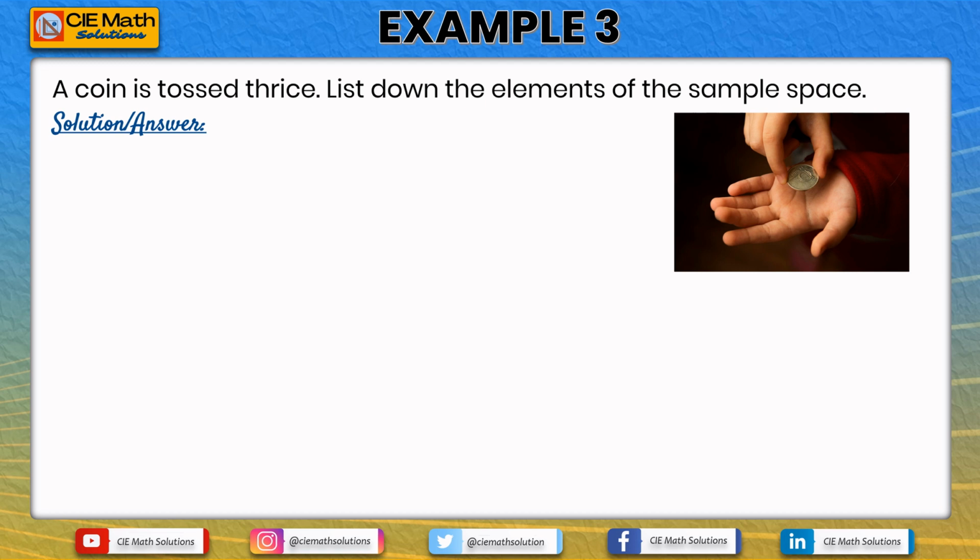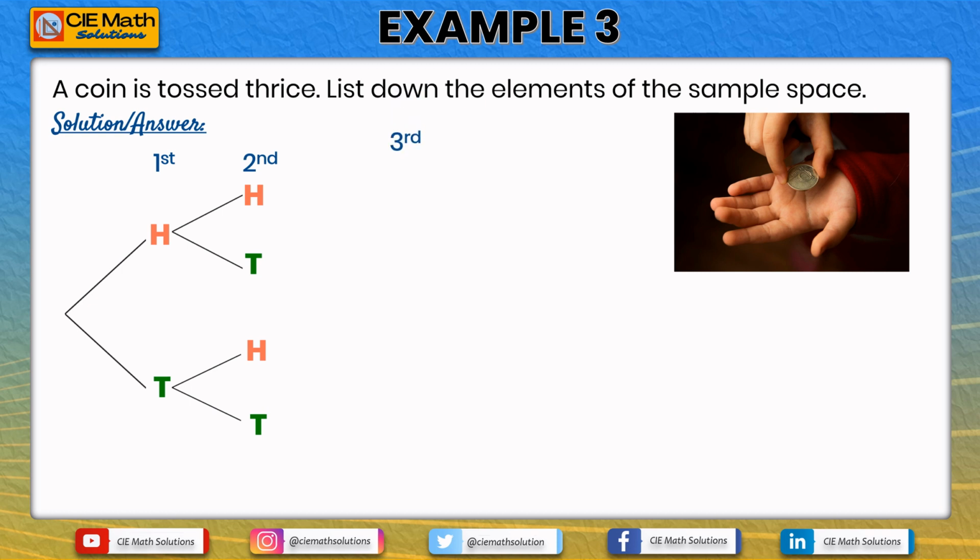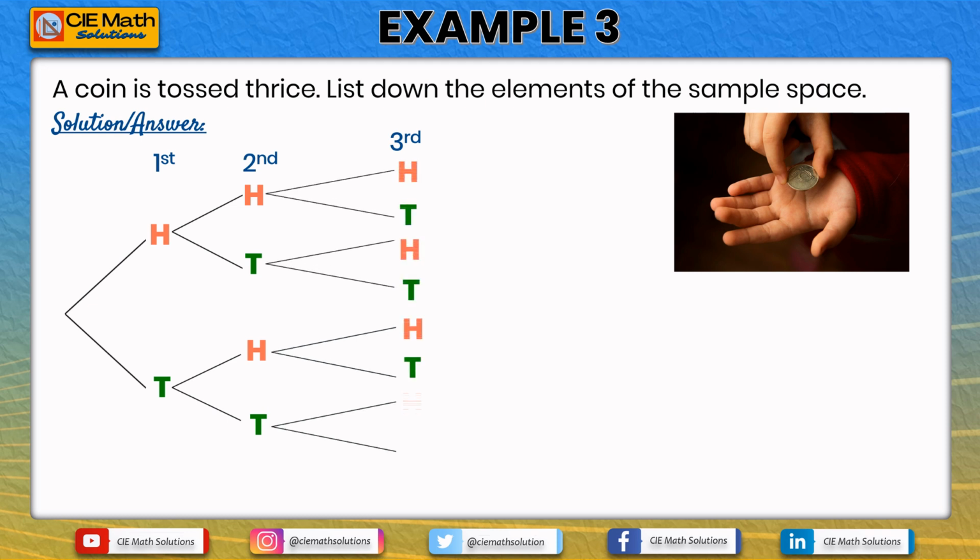Another way of representing or listing down the elements of the sample space is using the tree diagram. If you draw the tree diagram, on the first toss, there are two possible outcomes, head or tail. Second toss, for each of the result on the first toss, there are two possible outcomes, head-tail and head-tail. Now, for each of the result on the second toss, there are still two possible outcomes on the third toss.